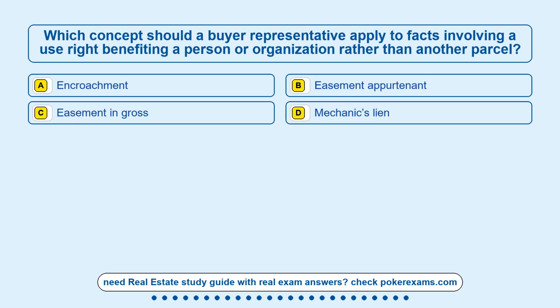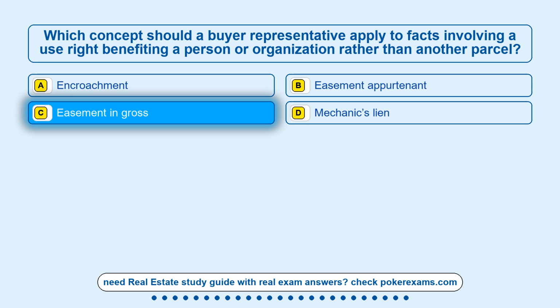Question 16. Which concept should a buyer representative apply to facts involving a use right benefiting a person or organization rather than another parcel? Option A, encroachment. Option B, easement appurtenant. Option C, easement in gross. Option D, mechanics lien. The correct answer is option C, easement in gross.